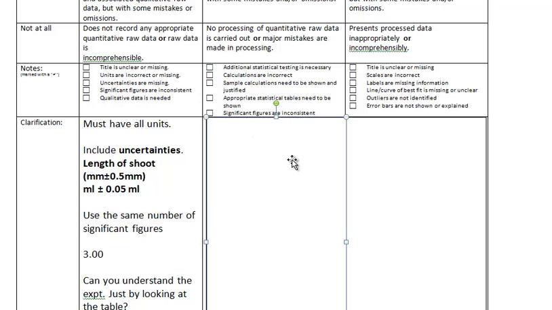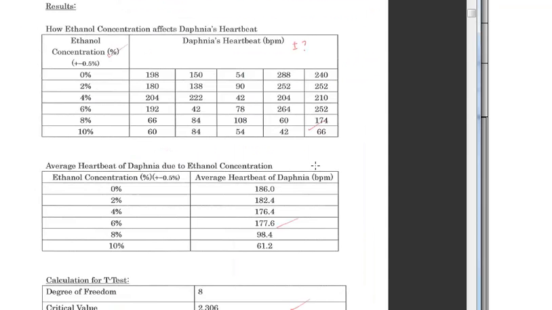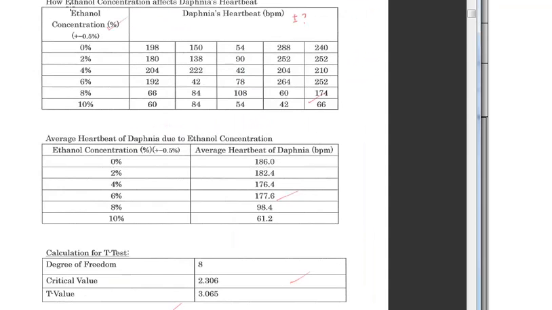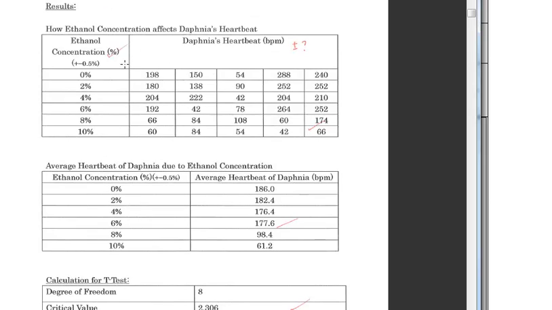All right, processing the data. Well, let's go take a look over here. So results, she has a title here. She could have used the actual symbol for plus or minus. Please find that in your word processor here. Beats per minute, she forgot the plus or minus in this particular situation here, so we need that for uncertainty, so we can't give a full mark for that.